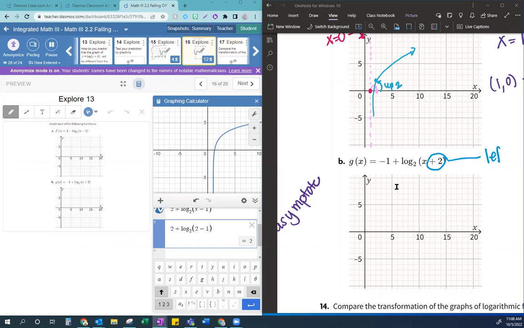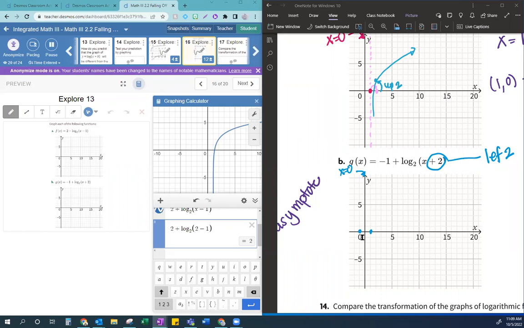So can you imagine your original point right here is at (1, 0)? Can you imagine your asymptote right here is at x equals 0? If I shift this point to the left 2, where is he at right now? Very good. Yes. Very, very good. Yeah, he's at -1. Exactly. Okay. So the next part is, now I have him here, right? That's where I moved him. I moved him left 2.